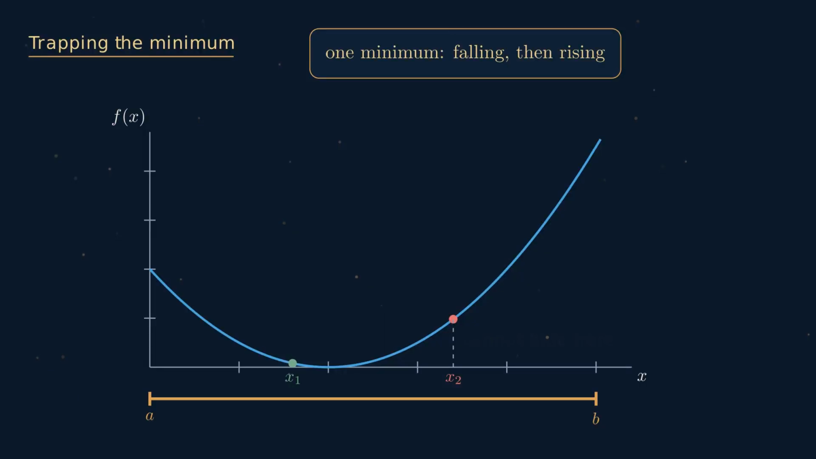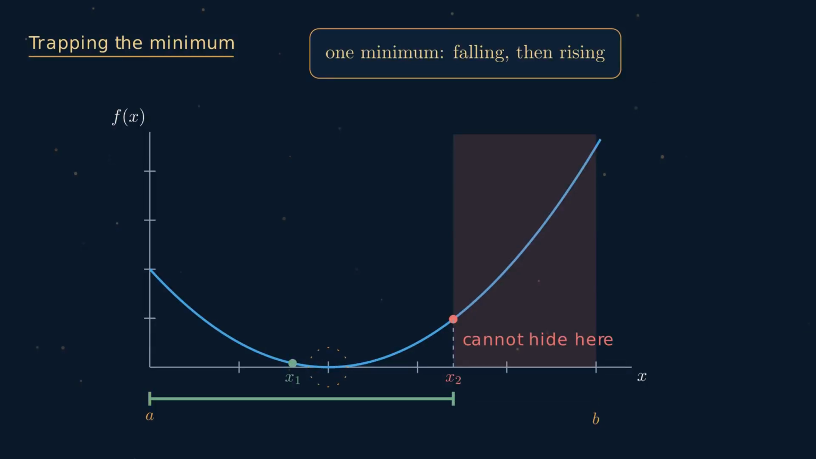The left probe is lower. If the minimum were hiding out to the right of the higher probe, the function would have had to fall again after rising. Unimodality forbids that. So the whole tail beyond the higher point is impossible, and we throw it away. Two evaluations, and a chunk of the search space is gone forever. Repeat that, and the bracket closes in on the answer.